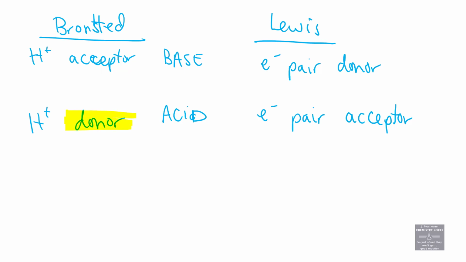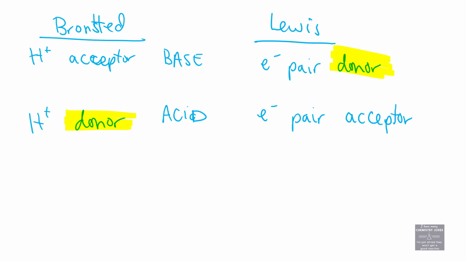If you donate a proton, you're an acid. If you donate an electron pair, you're a base. If you accept a proton, you're a base. If you accept an electron pair, you're an acid. So these are two different ways of defining the same things for the most part.